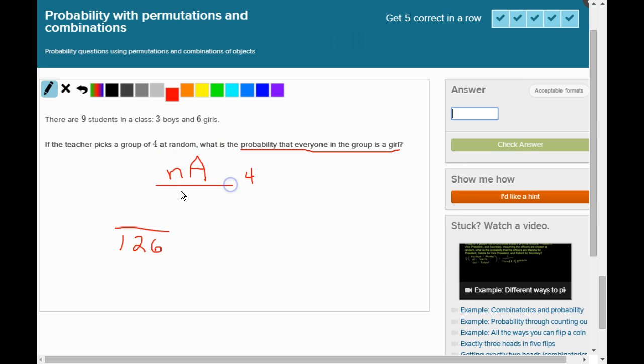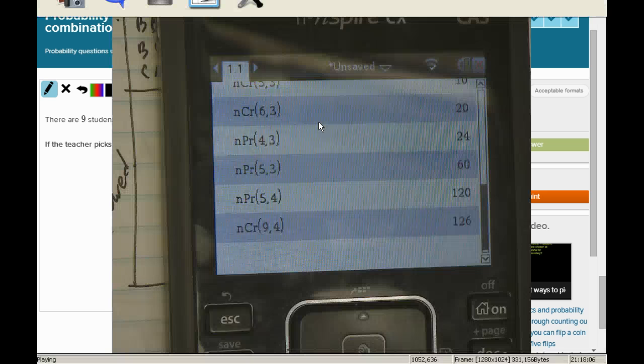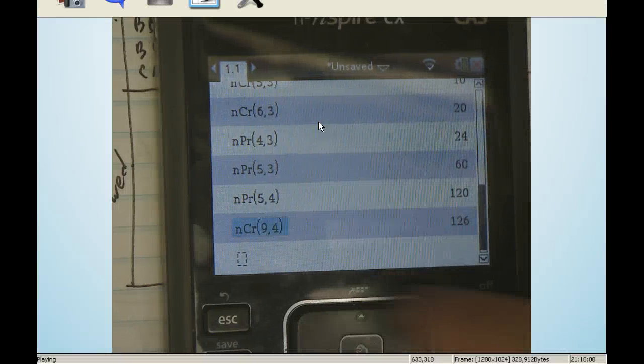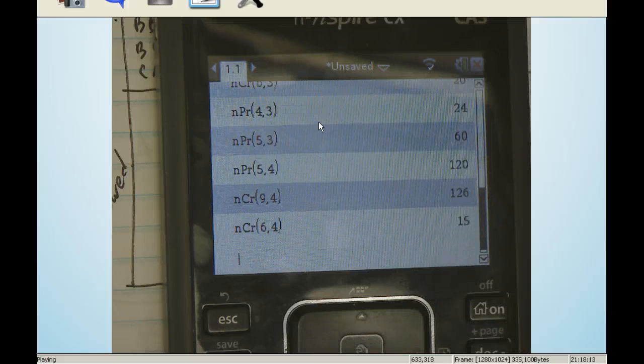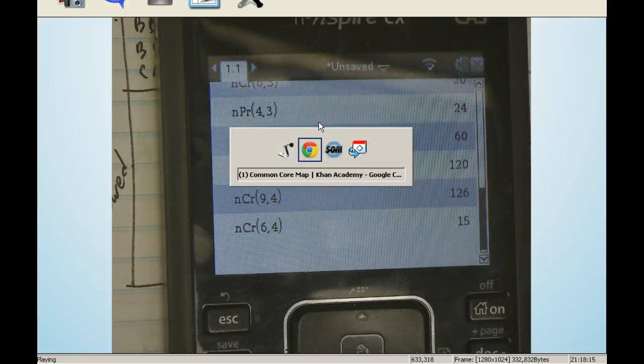So to calculate the probability, we do the number of elements in the set A over the number of elements in the space. The number of elements in the space was 126. So what was the number of elements in the set A? Well, we're trying to figure out how many different ways they can pull 4 girls from out of those 6 that exist. So that is, again, a combination problem. So we're going to say, out of the 6 girls, how many different ways can I pull 4 of them? There's really only 15 ways.